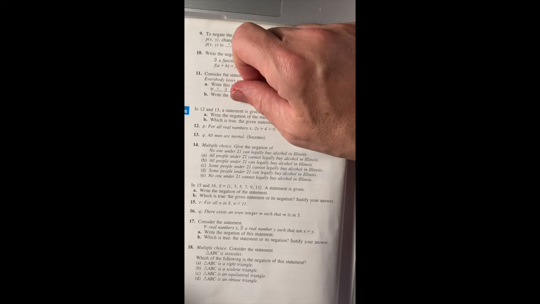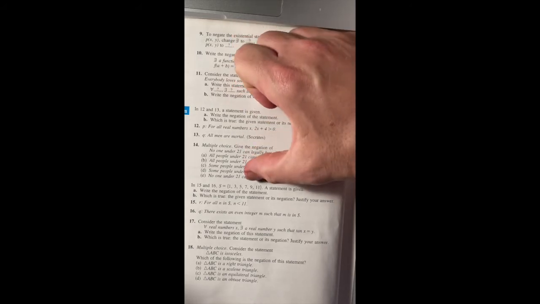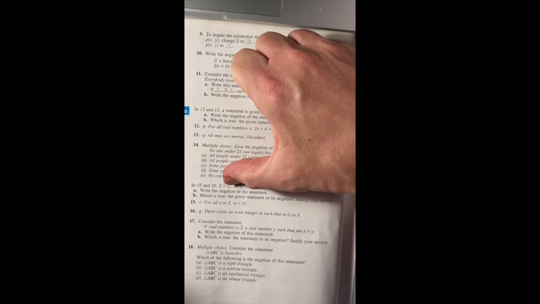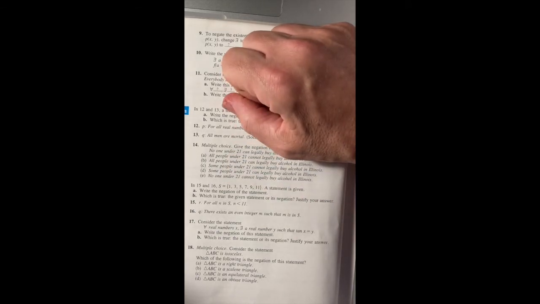16: there exists an even integer m such that m is in S. And then I guess the negation would be for all m in S, m is not an even integer. And I think that negation is true here because there are no even integers there.